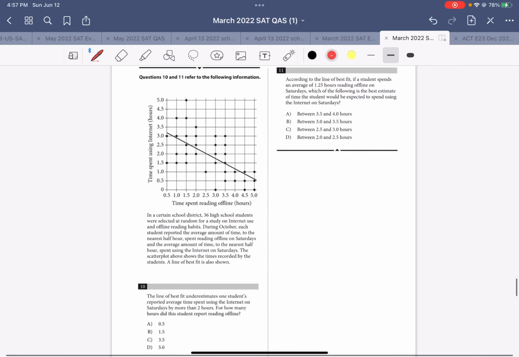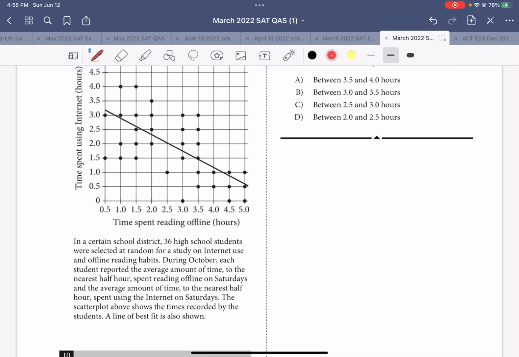Now, number 10 and 11, based on the data here. In a certain school district, 36 high school students were selected at random for a study, so those dots total 36 dots, on internet use and offline reading habits. During October, each student reported the average amount of time, to the nearest half hour, spent reading offline on Saturdays, and the average amount of time, to the nearest half hour, spent using the internet on Saturdays.